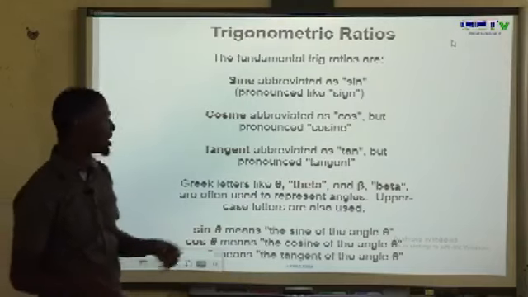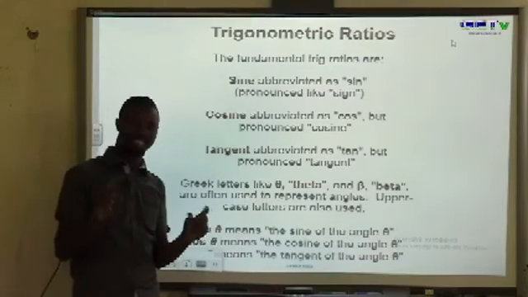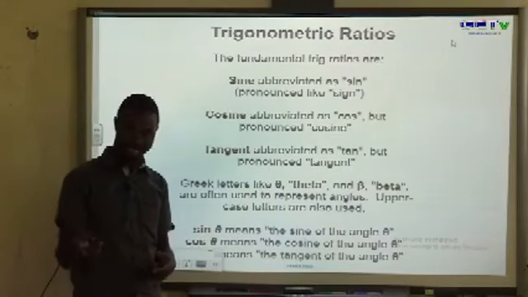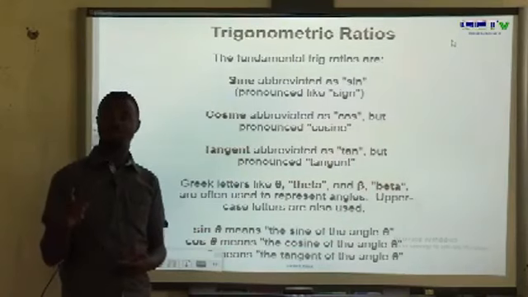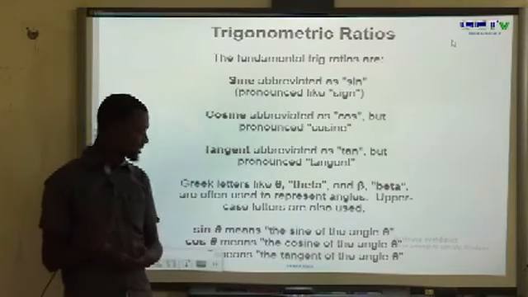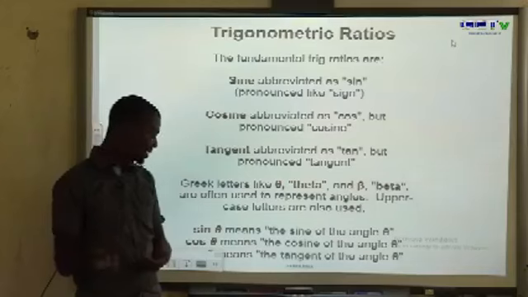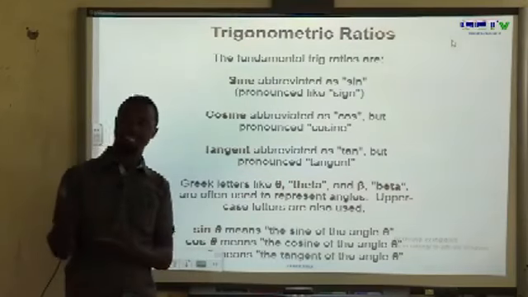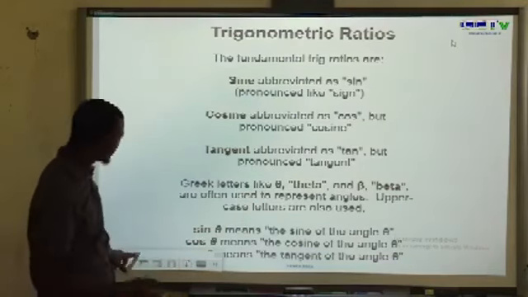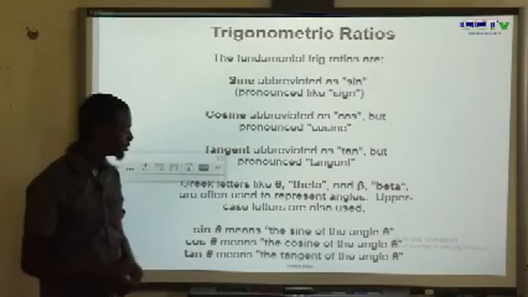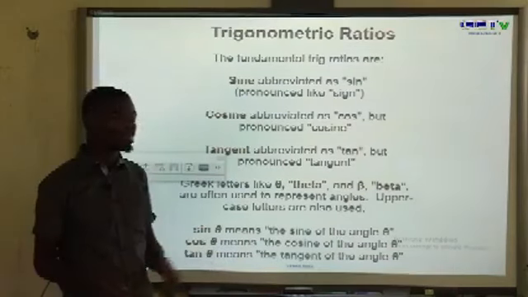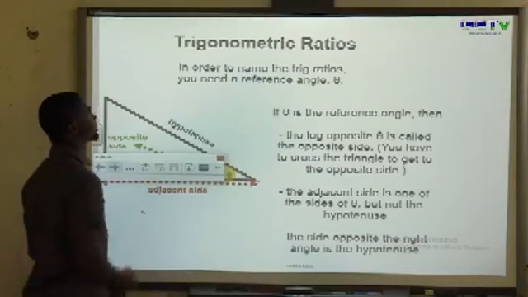When the angle is theta, if you have sine theta, this means the sine of the angle theta. If it is cos theta, the angle is still theta. This means the cosine of the angle theta. Remember, theta is just a symbol and it can represent any angle. If it is tan theta, it also means the tangent of the angle theta. So let's look at what will happen.